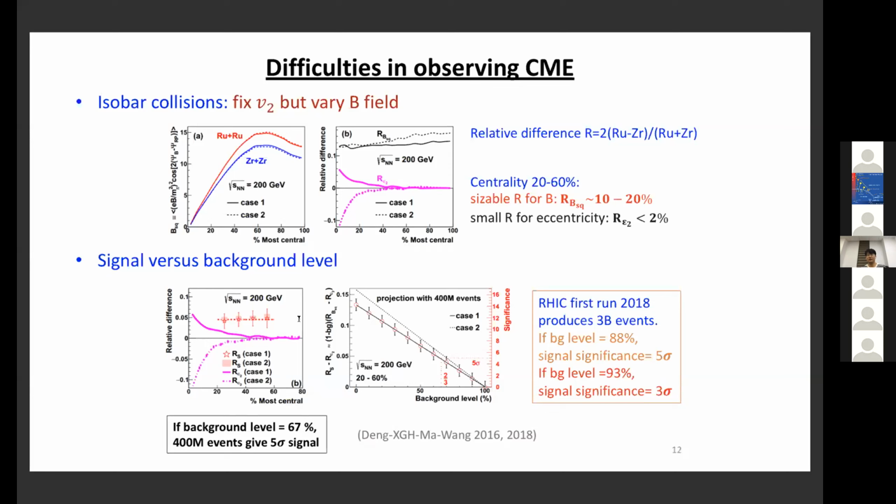And in 2018, the RHIC first run of isobar produced 3 billion events. In this case, even if the background level is as high as 88%, we still could tell whether there is a CME at a significance of 5 sigma. And even if the background level is like 93%, we still can see whether there is a signal at 3 sigma significance. So the isobar collision is quite promising, and we are very much looking forward to the results of the isobar experiment.